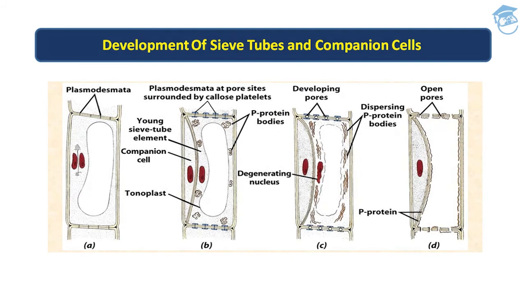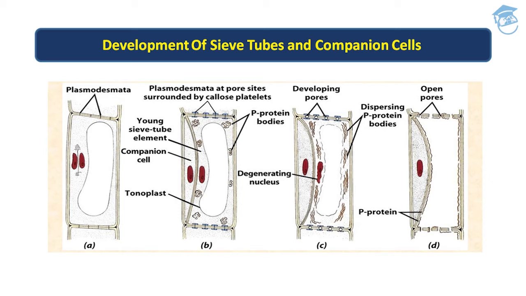Now we'll talk about the development of sieve tubes and companion cells, students. See, this is the sieve tube, this is plasmodesmata, and this is the companion cell, this is the sieve tube member. This is a young sieve tube element, this is the companion cell. This is the tonoplast, which is the outer membrane of a vacuole, so this is the vacuole. And the plasmodesmata are these, which are present at the pore site, surrounded by callose platelets. That means each pore is surrounded by a material which is called callose.